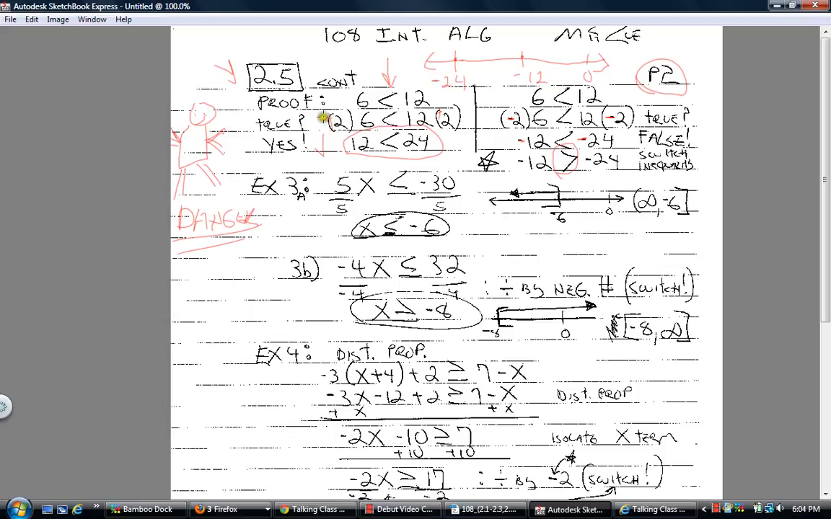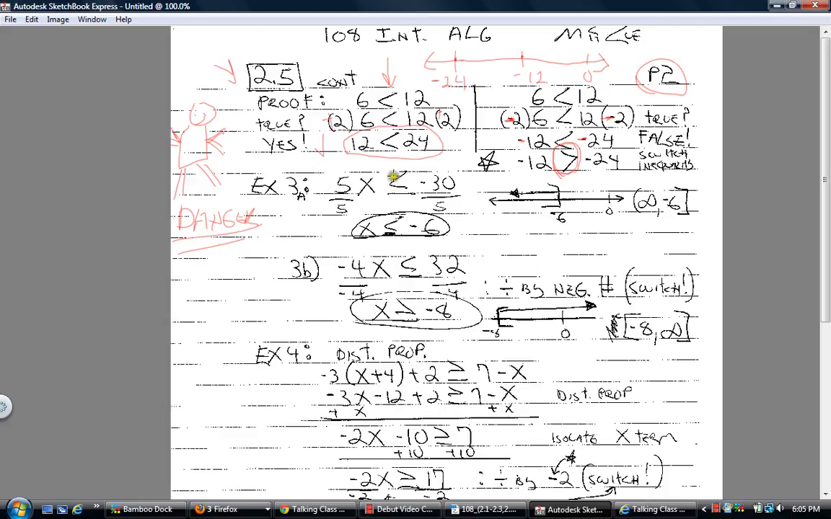Whenever you multiply or divide by a negative number, what must you do, class? Always, always, always flip the inequality sign. So think of that big robot waving his arms over, danger. Multiply or divide by a negative number, switch the sign. Okay, so a couple examples here.